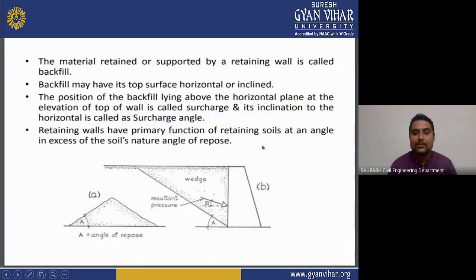Retaining walls have the primary function of retaining soil at an angle in excess of the soil's natural angle of repose. As you can see here, this is your angle of repose, and this is your resultant pressure, and this is the height of the retaining wall, and this is the width of the retaining wall.